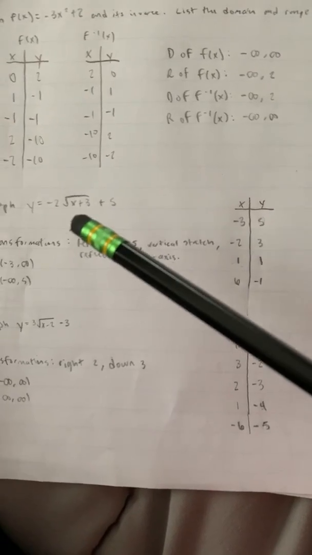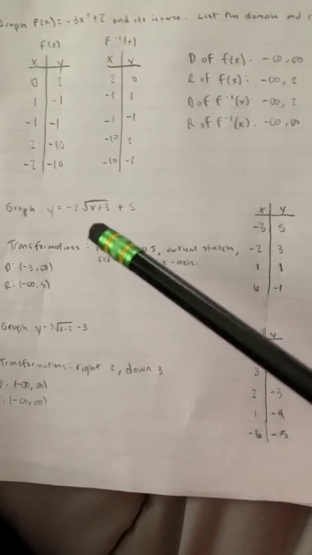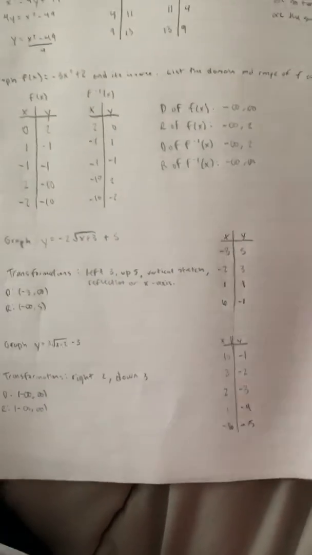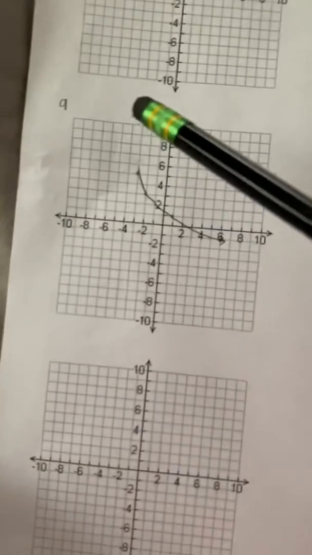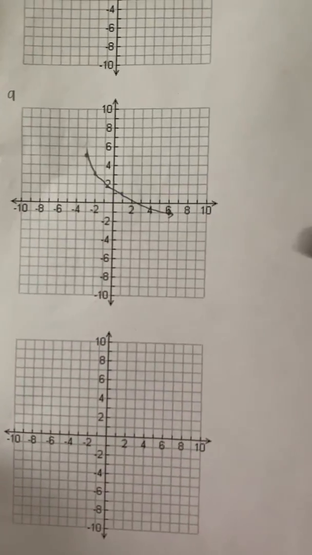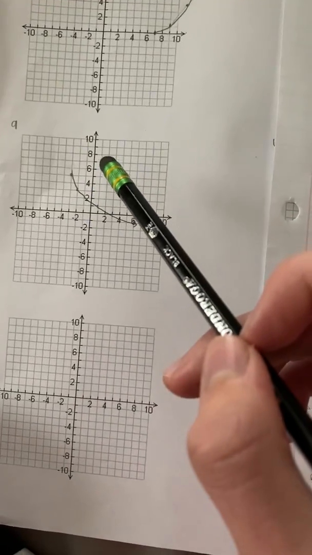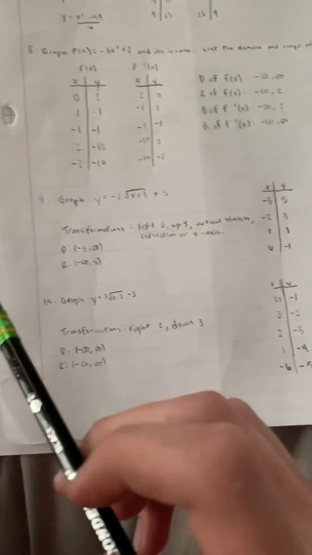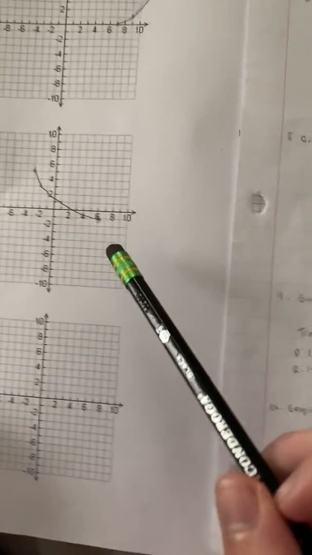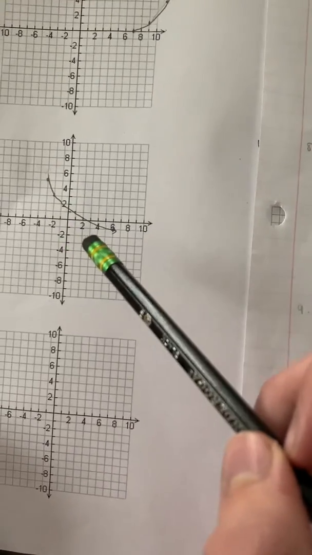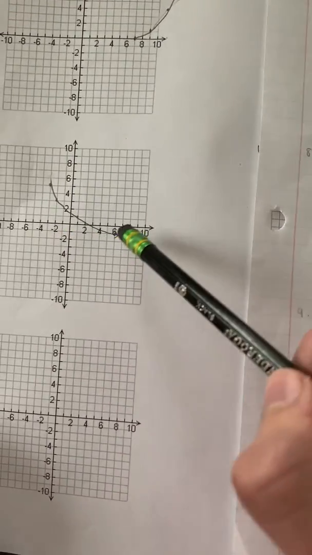6, plug in the 6. 6 plus 3 is 9. Square root of 9 is 3. 3 times -2 is -6, plus 5 is -1. And plug that into the graph, you get this curve right here. The transformations of that are left 3, up 5, and it is a vertical stretch and a reflection. So you can see it's stretched and then it reflects upside down. Instead of going this way, it goes under.